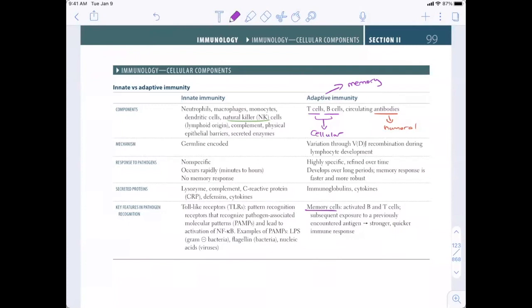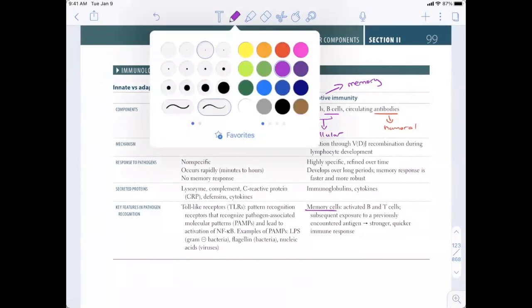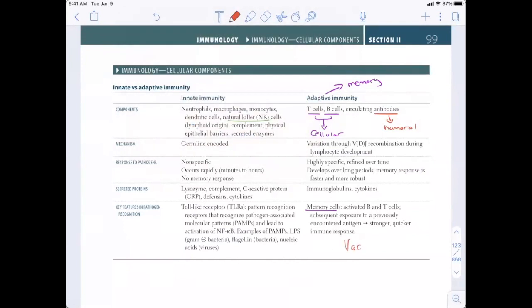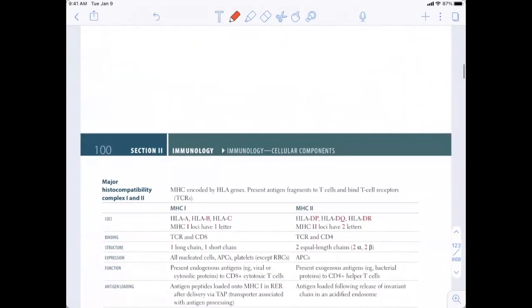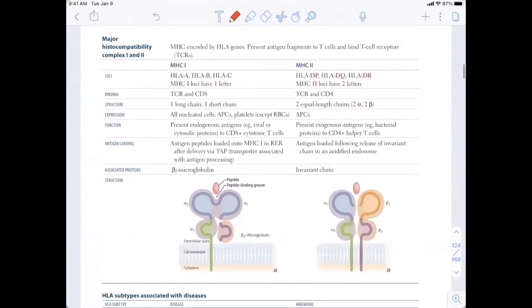So you're going to see things like a VDJ recombination, right? And all that. But the goal is we're going to make memory cells, B and T cells, that would help you mount a better, stronger immune response the second time around, all right? And that's the whole concept of vaccines, really, right? It's to build a strong adaptive immune system, right? So they'll come back. And then your MHCs, right?